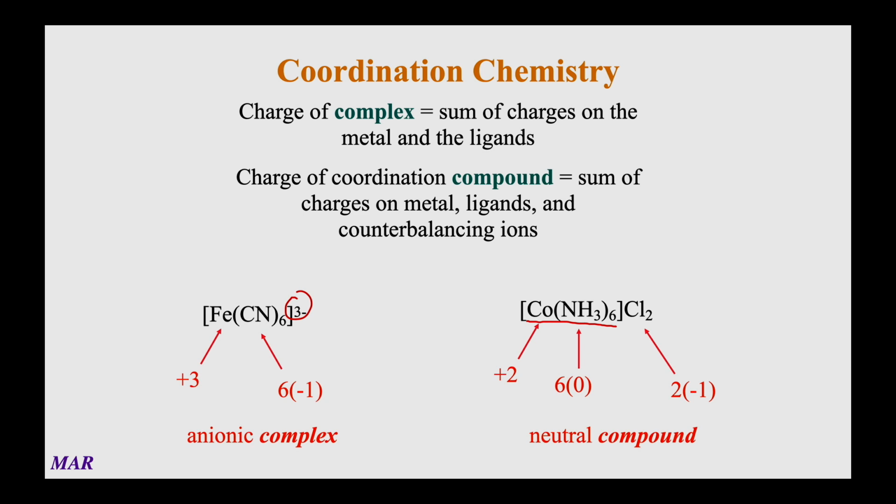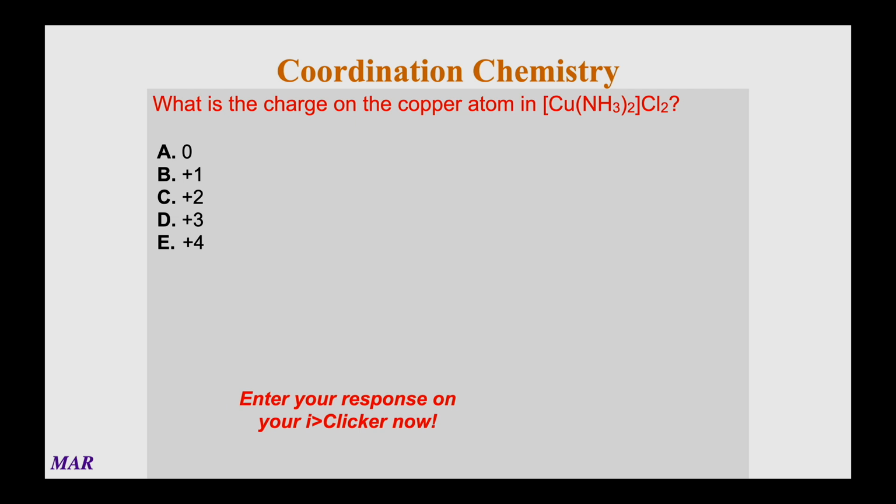The CoNH36 thing, that's a complex ion with an overall +2 charge. However, if you complex it with 2 -1 ions, you end up making a compound. So complex ions have a charge, compounds are neutral. Here's a molecule, CuNH32Cl2, and it says what's the charge on the copper.